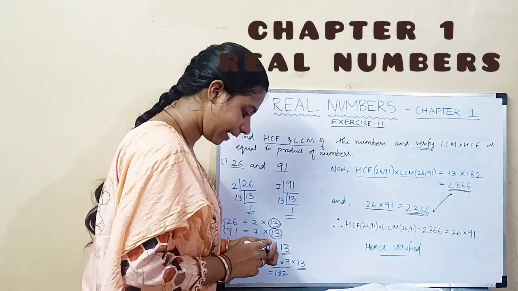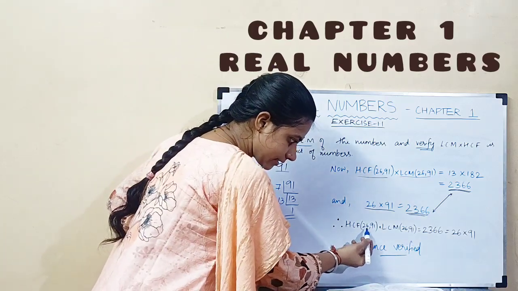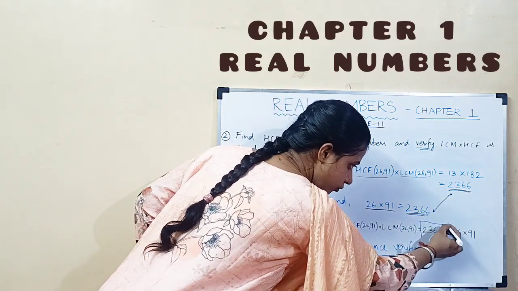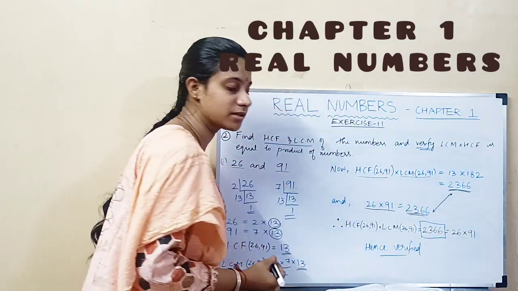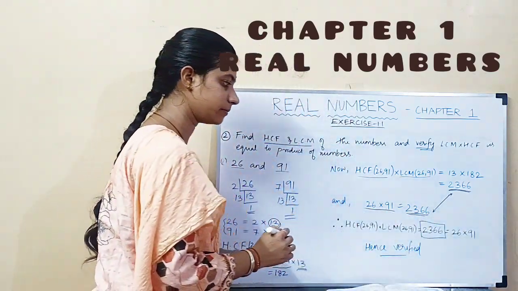Now let's put it in the proper order, that is HCF of 26, 91 into LCM of 26, 91 equal to 2366, which is equal to 26 into 91, that is the product of the numbers.